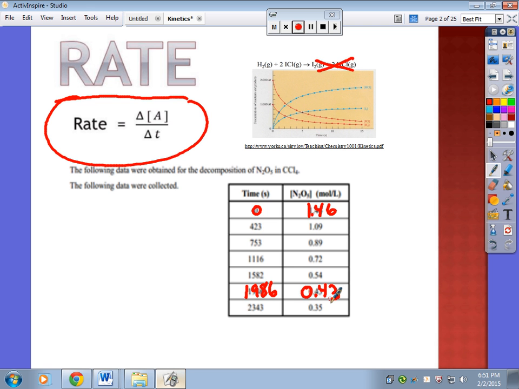What happened? Tick-tock, time went by. What happened to my molarity? It went down. How come? Because it's being used up. And I could find out how fast things are going away and how fast things are appearing based on charts like this. And we'll do that in a second. Okay, but this is what you would see when you talk about rate. Time and concentration. And again, we'll do a problem like that in a second.